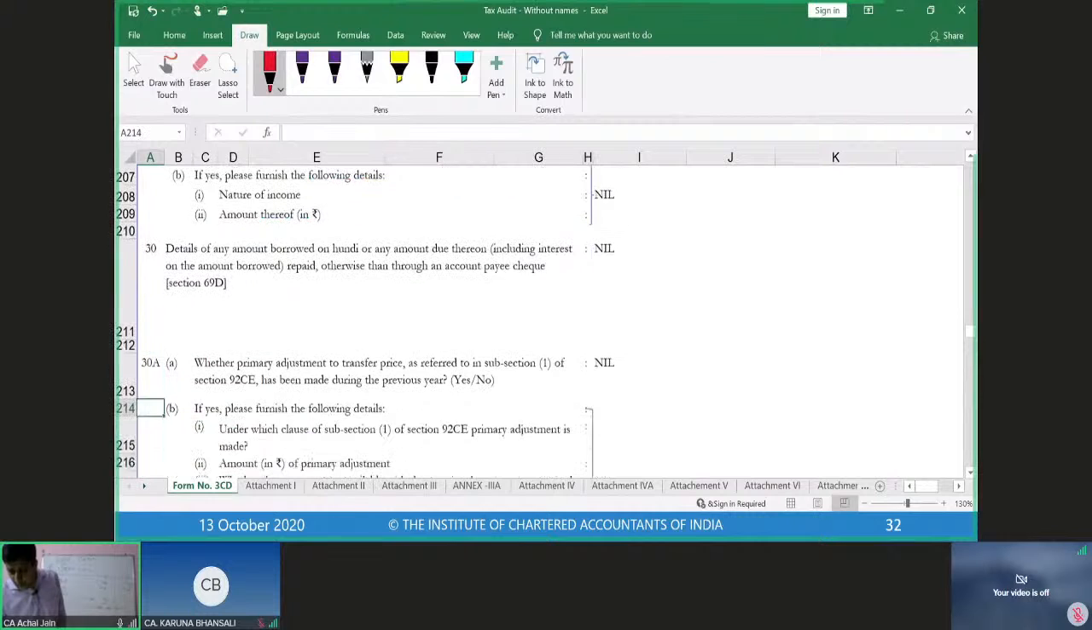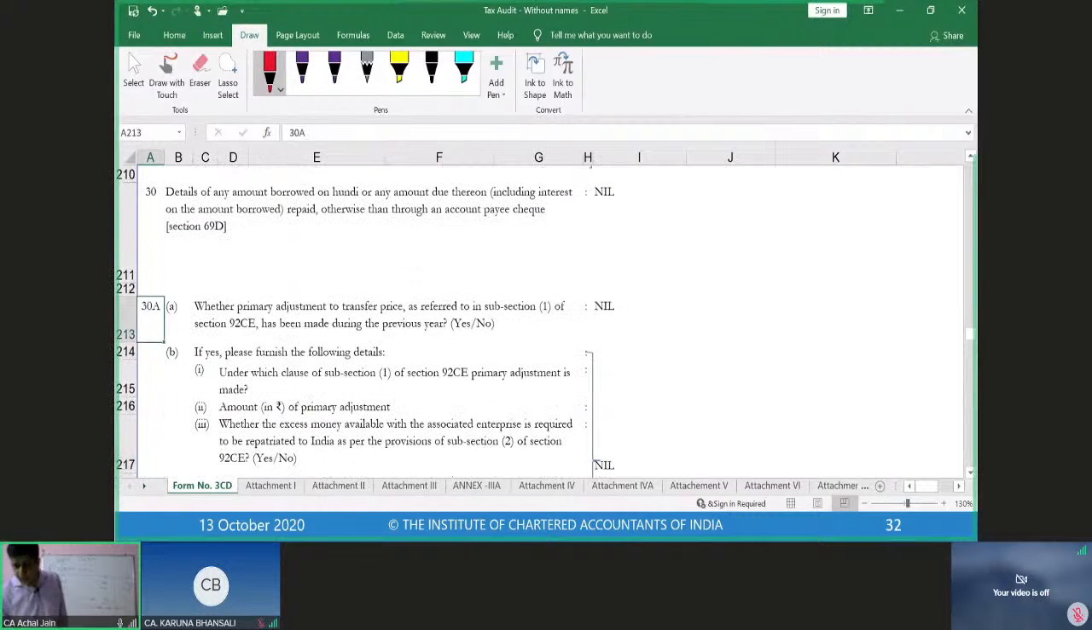Now we'll move on to the next clause, clause number 30. Details of any amount.